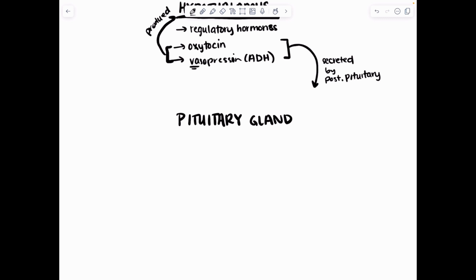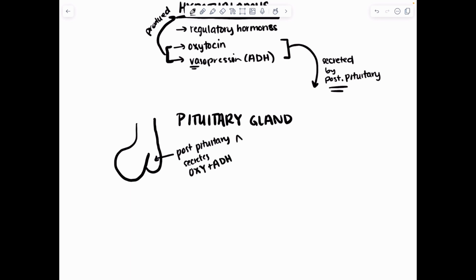Now the pituitary gland has two parts. So it kind of has a bigger front and a smaller back. The back is my posterior pituitary, and that is what I just said is going to secrete oxytocin and ADH. Posterior pituitary does not make any hormones. It does not create or produce any. It only secretes. It just holds it, and then it sends it into the bloodstream.